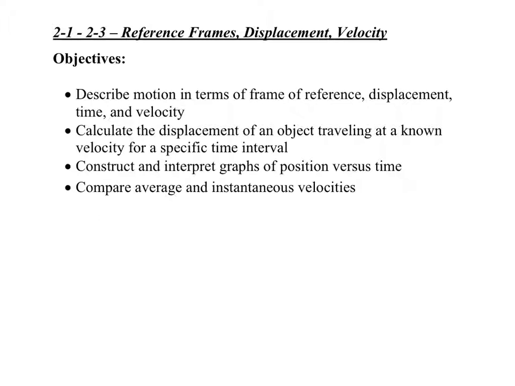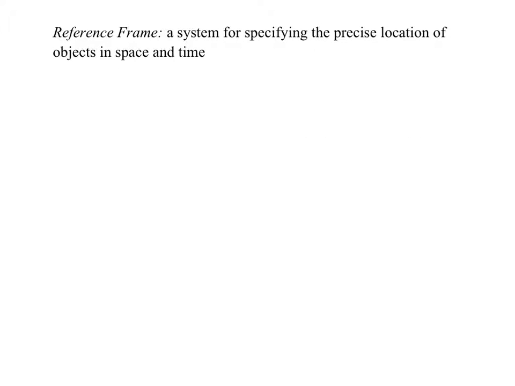Okay? So we're going to do 4 main things here. We're going to describe motion in terms of 3 things. We'll talk about a frame of reference. We'll talk about displacement, time, and velocity. Calculate the displacement of things in a time interval given. And again, that's got to be at a known velocity. We'll construct and interpret graphs, something we kind of looked at already from the lab. And then we're going to talk about average and instantaneous velocity. So let's jump right in.